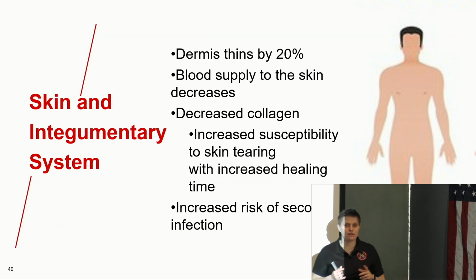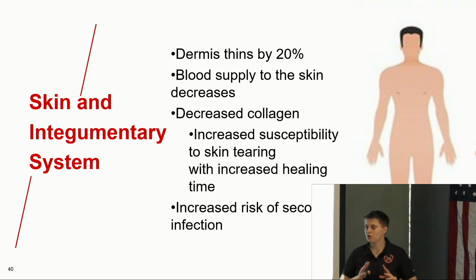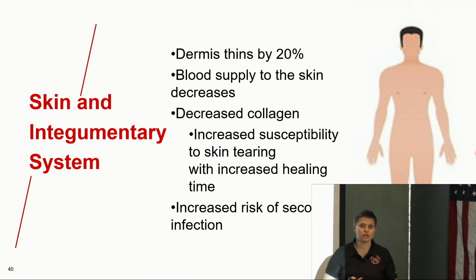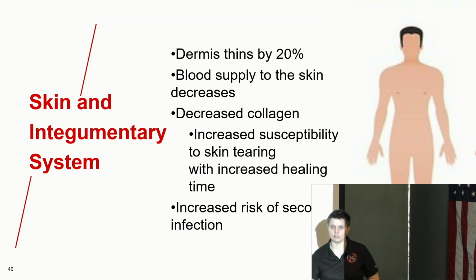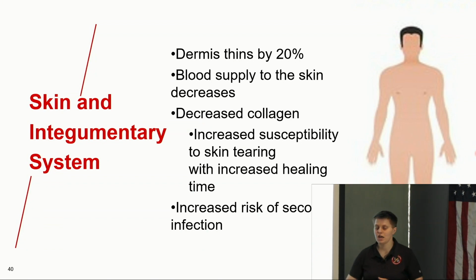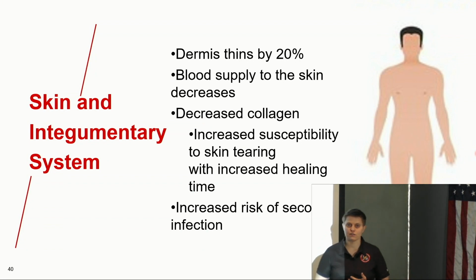What are the changes that happen in the skin and the outer layer of our body? So the skin thins. There's less blood supply going to the skin. There's less collagen, so the skin is much more susceptible to tearing, and it takes a lot longer for it to heal. We've all seen an elderly patient who has just scraped their leg on something. Seems like really minor trauma, and they have this huge skin flap, right? They tear easily, and then getting that to heal can be really problematic. And as a result of all of these things, patients are at increased risk for secondary infections.